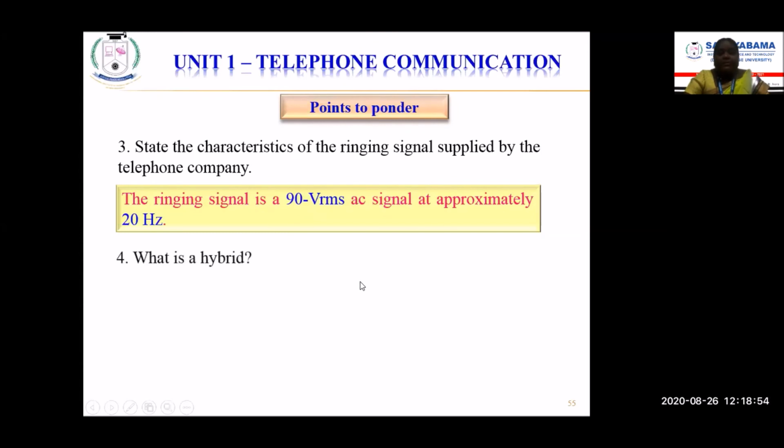Let's move on to the fourth question, which most of us are familiar with. What is a hybrid? Post your answers in the chat box. Yes, Shravanti has answered very quickly. It converts 2-wire and 4-wire forms of bidirectional audio. Pranita has answered, it permits full duplex communication. Very good. Jennifer has answered 2-wire circuit to 4-wire.